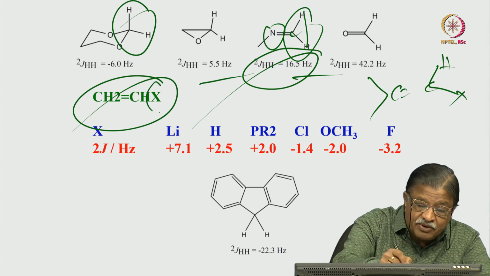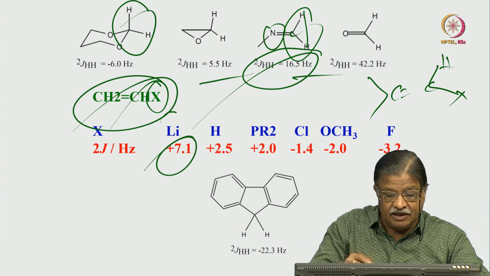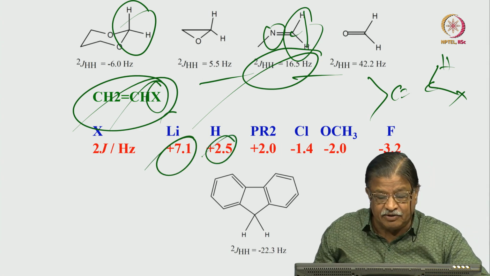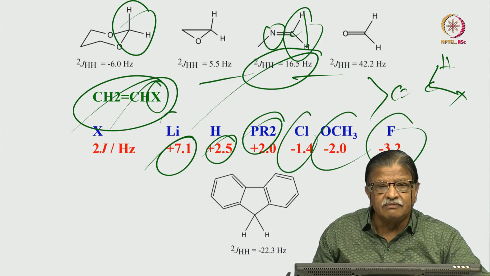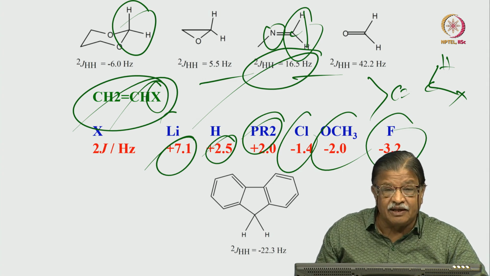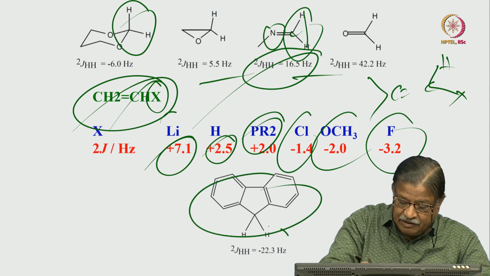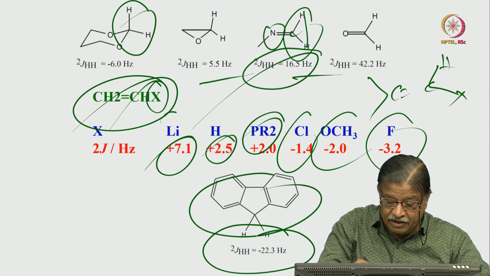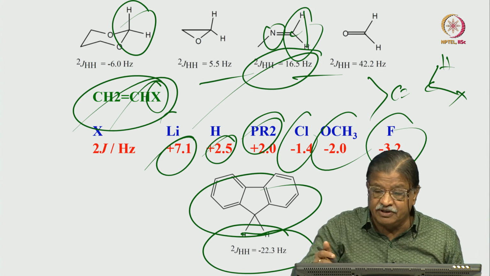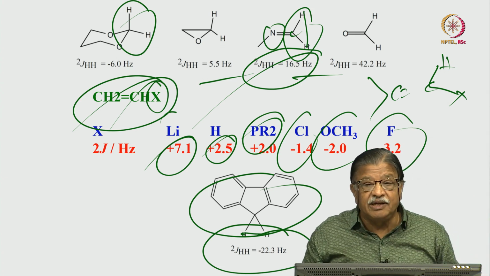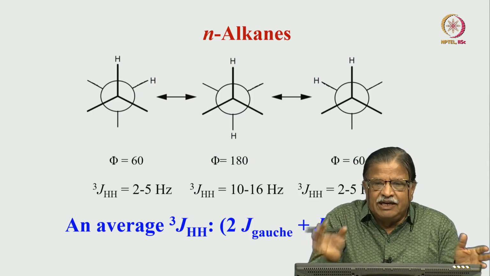Now, depending upon the substitution of the X, two-bond coupling can be different. If X is lithium, 7.1 hertz; if X is a proton, geminal coupling is 2.5; something else, let us say chlorine, OCH3, fluorine, the couplings are different, that depends upon the substituents. In a molecule like this, geminal coupling can be 22 hertz. Remember, this geminal coupling is 22 hertz. But in other examples I showed you 2.5 hertz, in some examples about 6 hertz. So, it depends on the type of molecule. There is no general hard and fast rule.